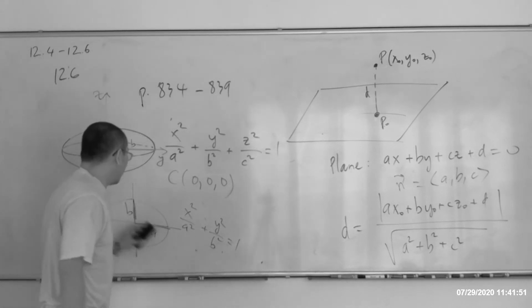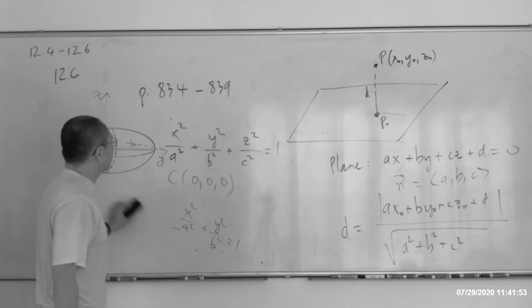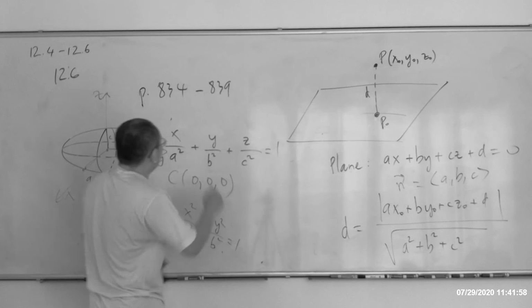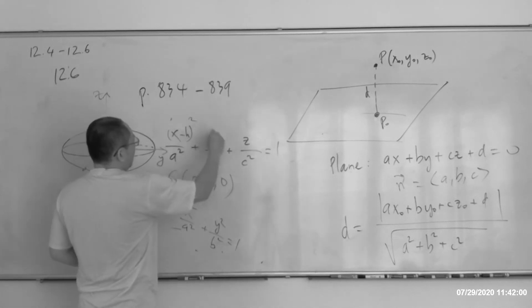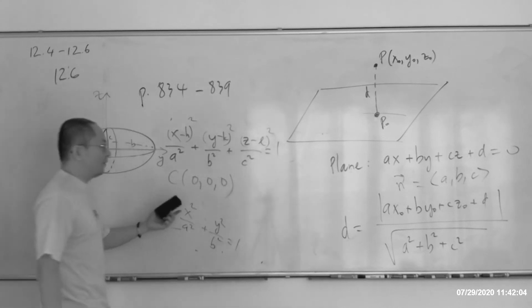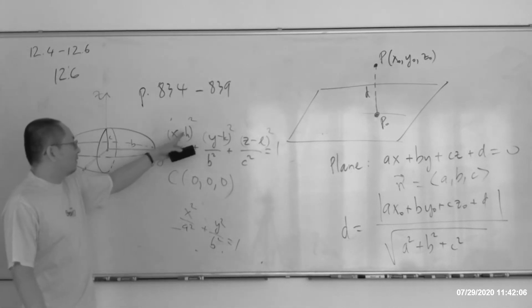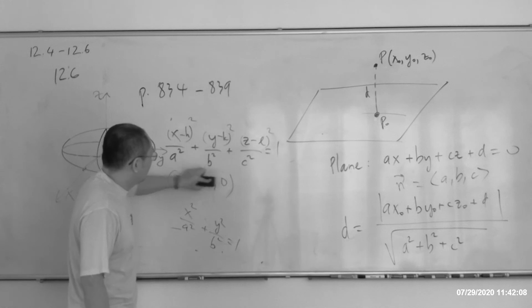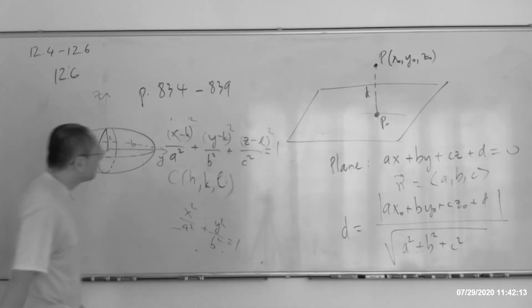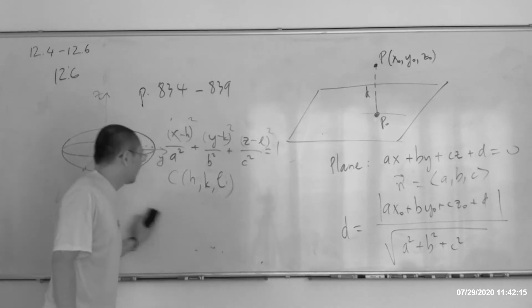And to make it more general, if you have the same ellipsoid with the center somewhere else, (h, k, l), then you have x minus h squared, y minus k squared, and z minus l squared. Now we have the same ellipsoid shifted to the new center (h, k, l). That's the first one.